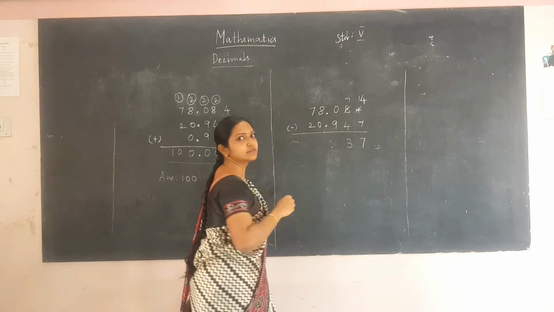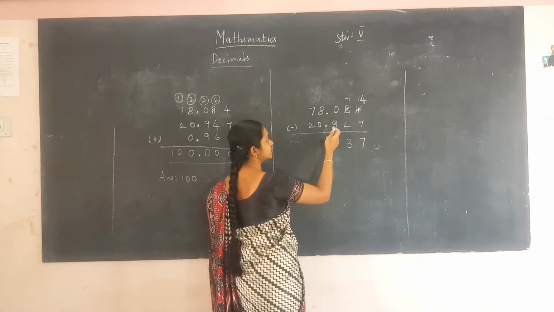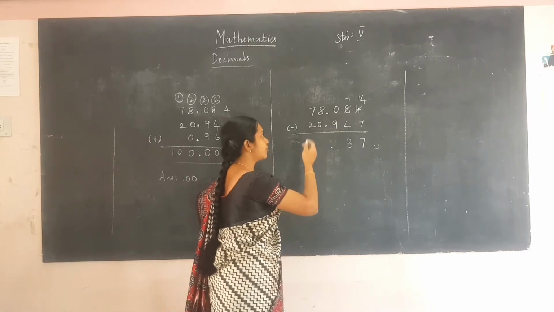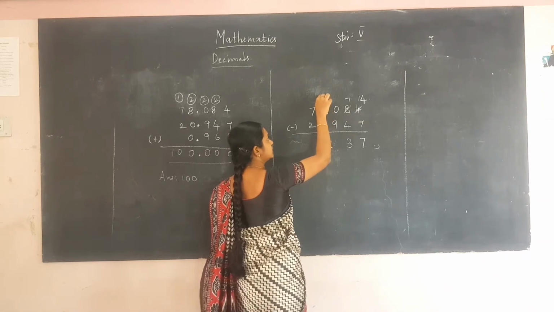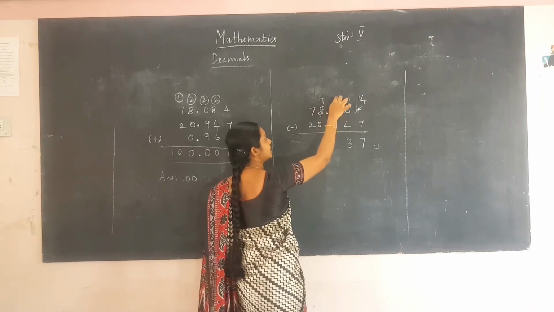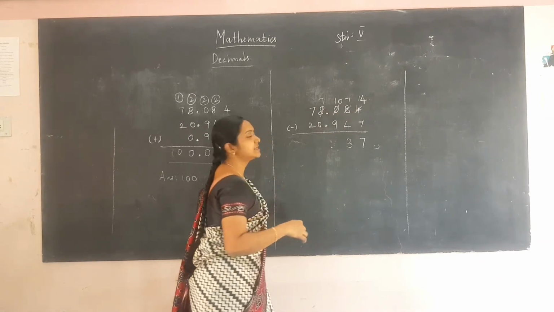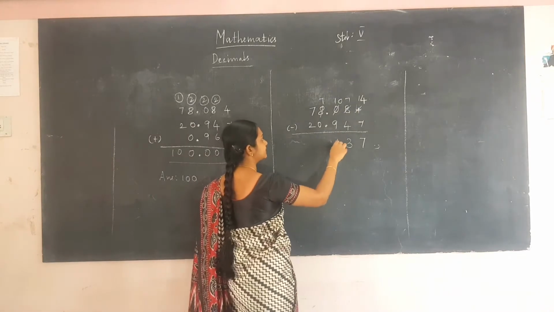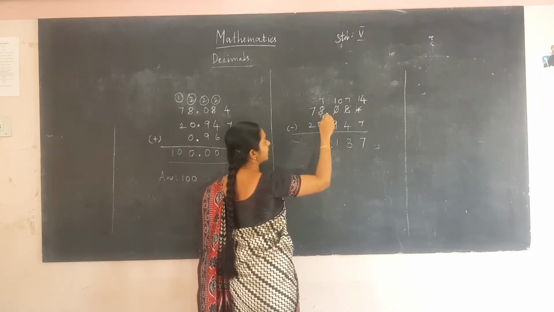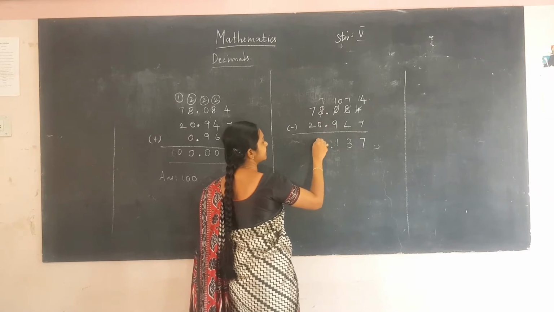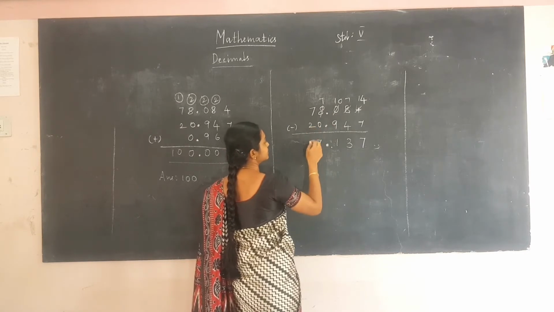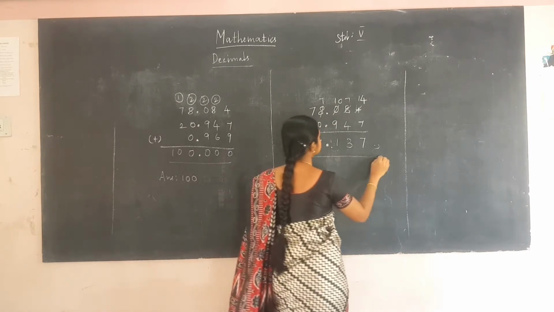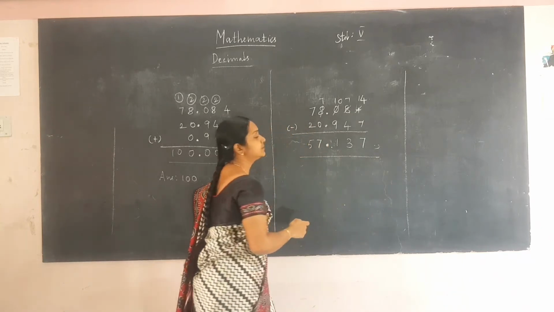Here we have 0. 0 is smaller than 9, so we cannot subtract. So borrow from the before number. 8 will be changed as 7 and 0 will be changed as 10. 10 minus 9 is 1. Decimal point here, and 7 minus 0 is 7. 7 minus 2 is 5. So the answer is 57.137.